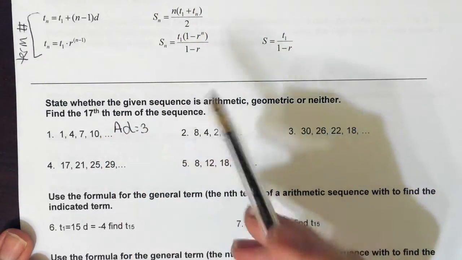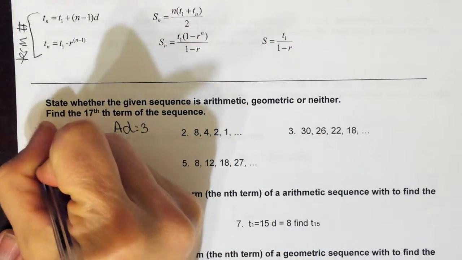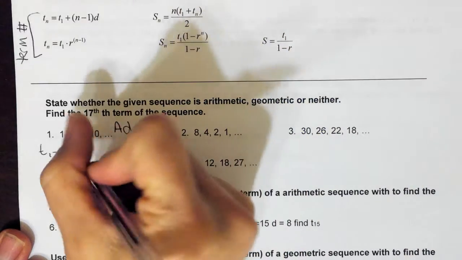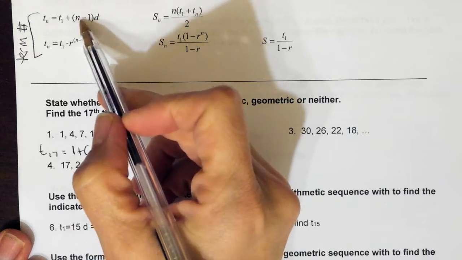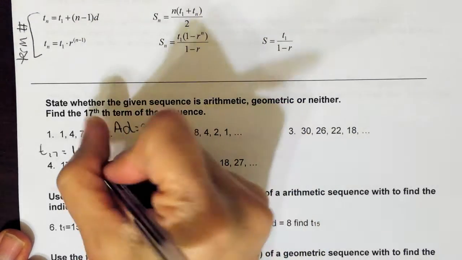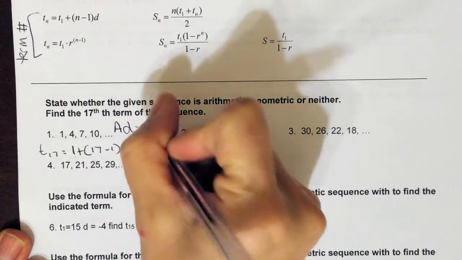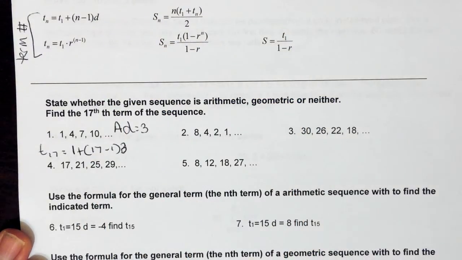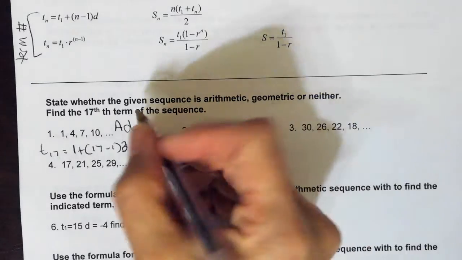So because it's arithmetic, I'm going to use the top equation to find the 17th term. So T17 equals the first term, which is 1, plus N minus 1 times D. N is 17, because it's the 17th term, and my D is 3. From there, you're simply going to go to your calculator and type it in. So 1 plus parentheses, 17 minus 1 times 3. So my 17th term is 49.